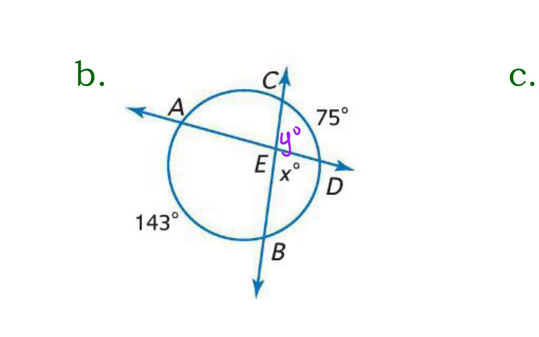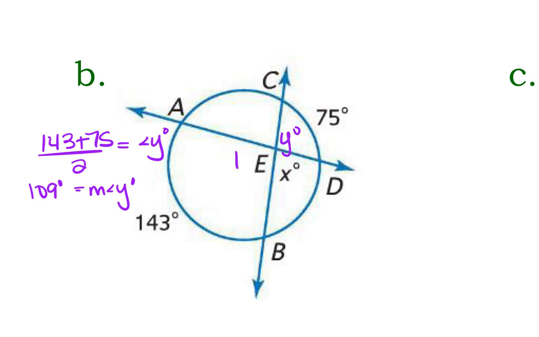So 143 plus 75 divided by 2 is going to give us angle Y, which we added to the photo. What's the measurement of angle Y? 109. So if this side's 109, wherever you want to place it, because they're vertical, they have to be the same. How do I figure out angle x? Subtract it from 180. So x has a value of 71 degrees, yeah.